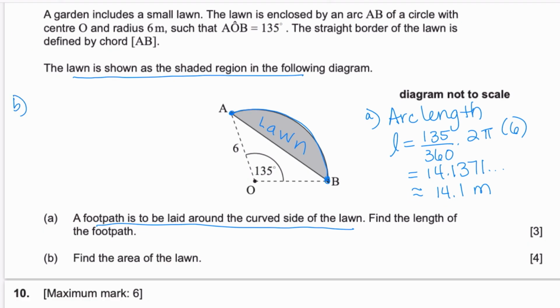So for part B, the area of the sector, again, the formula is in the formula packet, is going to be 135 degrees out of 360 times pi radius, which is 6 squared.